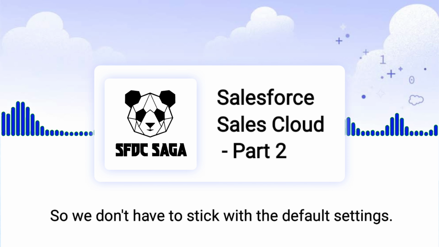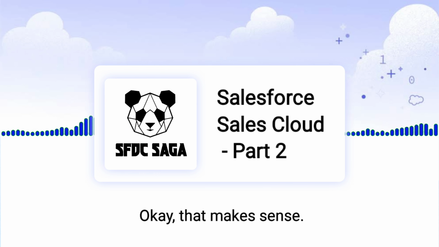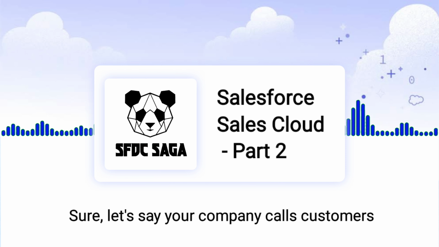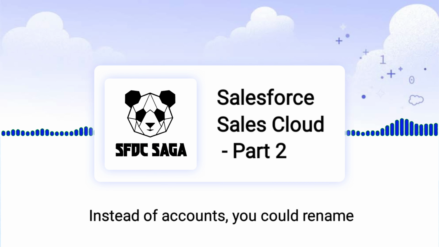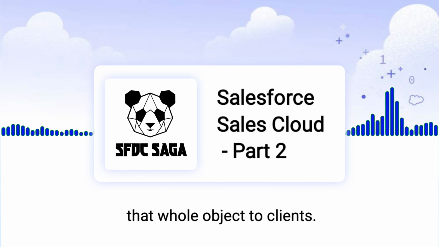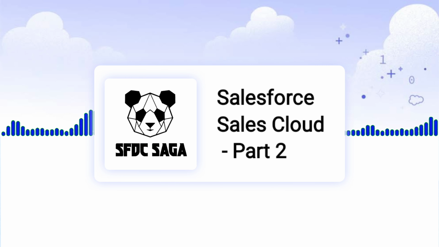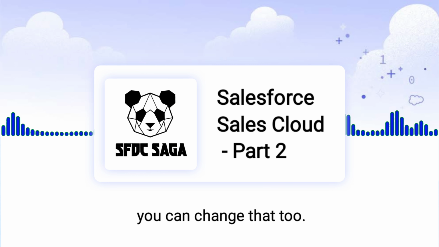So we don't have to stick with the default settings. Nope. You can change labels, rearrange things, basically make it feel like home. Okay, that makes sense. But can you give me a real-world example? Sure. Let's say your company calls customers clients. Instead of accounts, you could rename that whole object to clients. I see. So it matches our terminology. Right. And you can do the same thing with fields. Like if you prefer company name instead of account name, you can change that too.